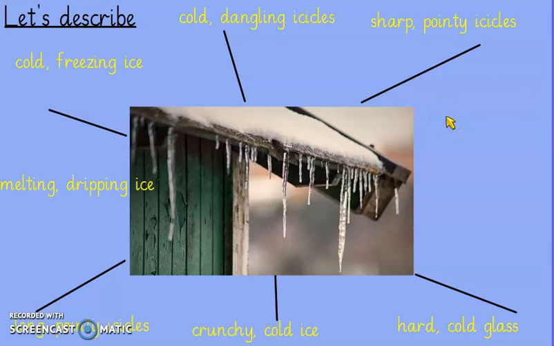Okay, here are my examples I came up with. I had cold dangling icicles, sharp pointy icicles, as you can see some over here, hard cold glass, crunchy cold ice, long pointy icicles, melting dripping ice, cold freezing ice. Now I have a few examples. There's not many, but you may have come up with more of your own, and that's okay.